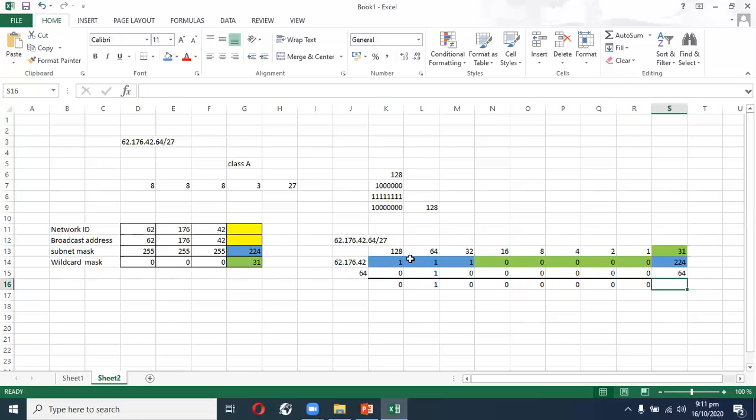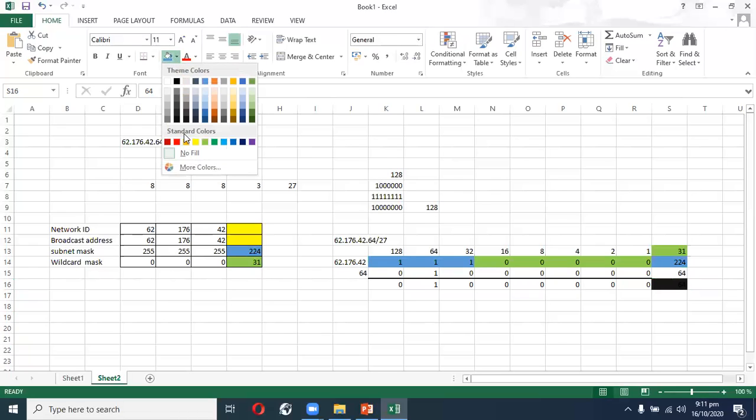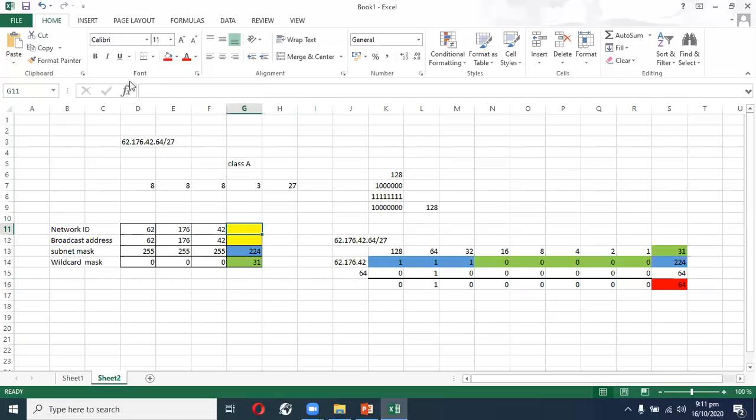So all we need to do is add these two numbers. When we add this, it's coming as 64. This is our network ID. Make it red, and this is also red. So our network ID is 62.176.42.64.